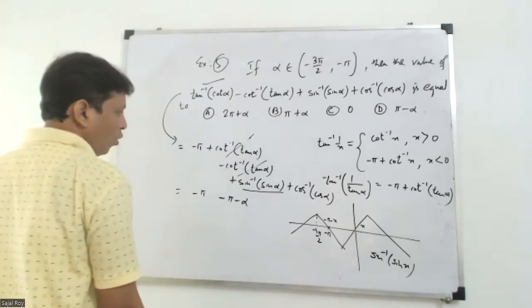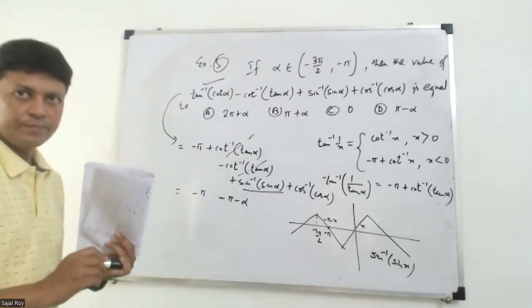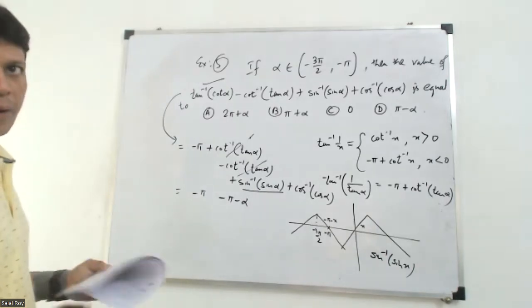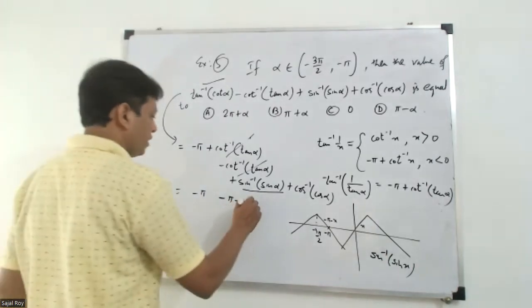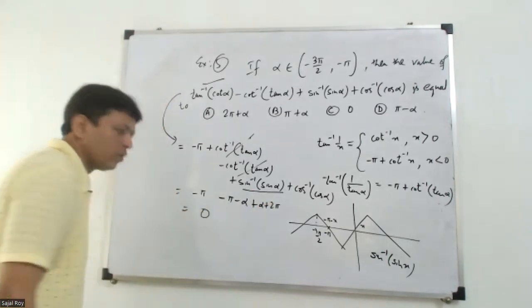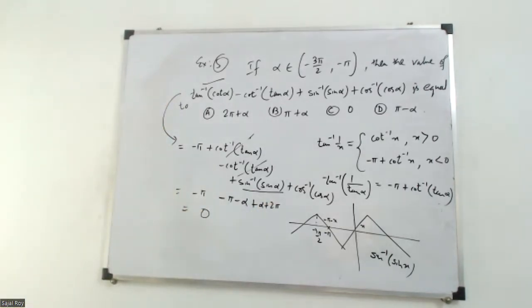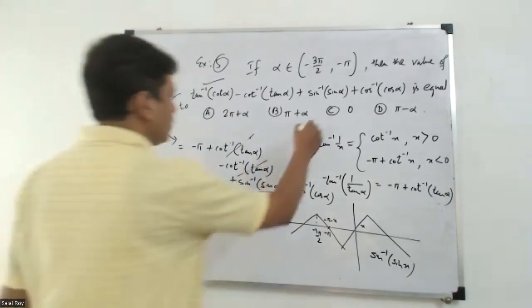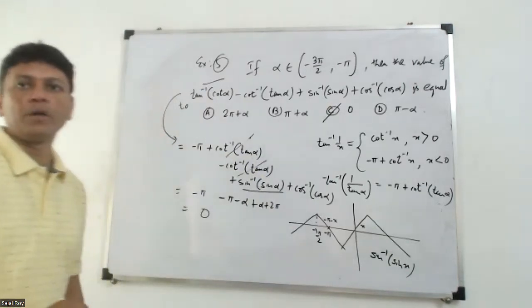What about cos inverse cos alpha? Alpha plus 2 pi. Check. So this will be 0. Option C. Extremely important problem.